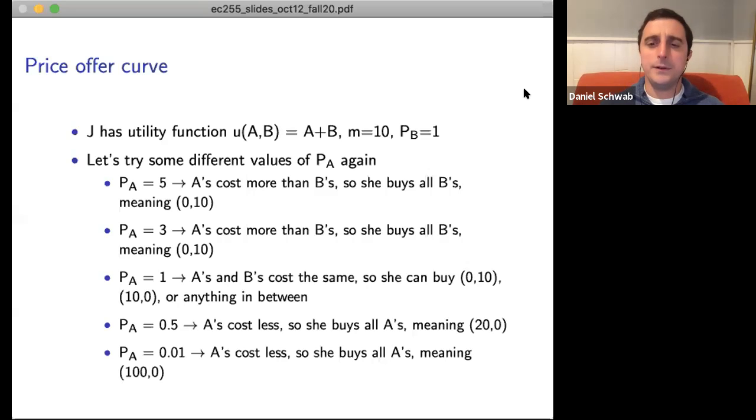And so, of course, what I'm doing here with these very small prices is just trying to figure out the extreme cases in the price offer curve. Right? Should we be thinking about a curve that goes for a little while and then stops, or should we be thinking about a curve that goes forever? And so here we see, you can get a gigantic number of apples just by making the price of apples super, super small.